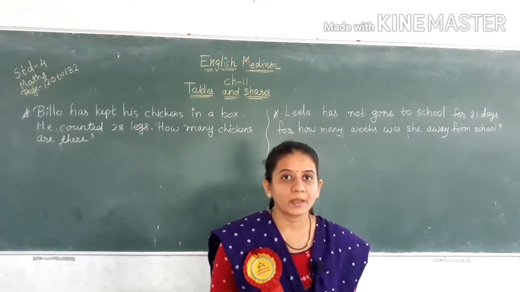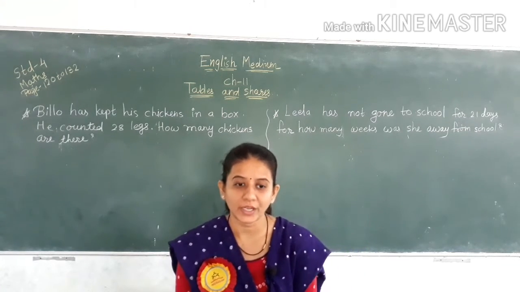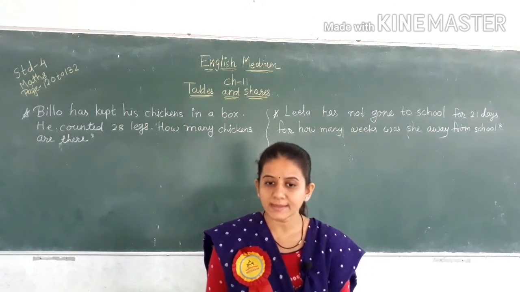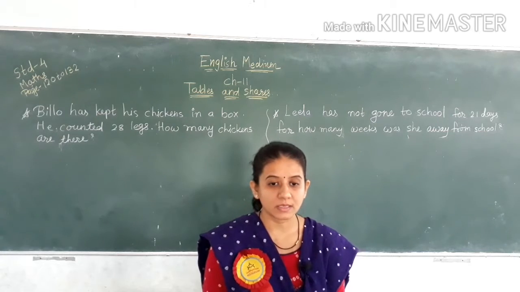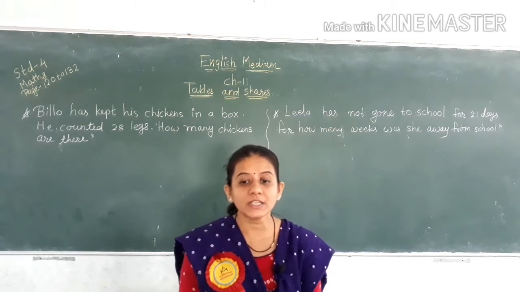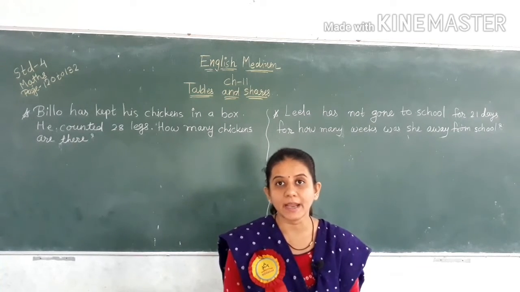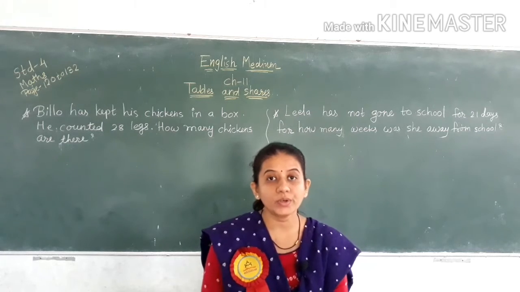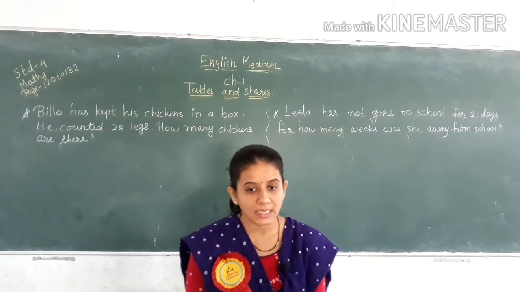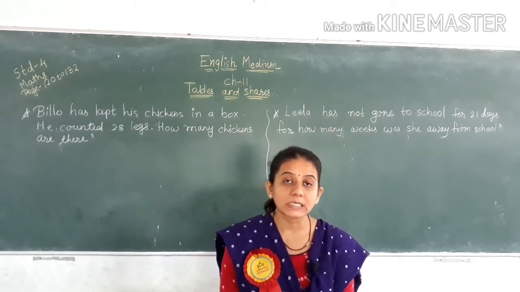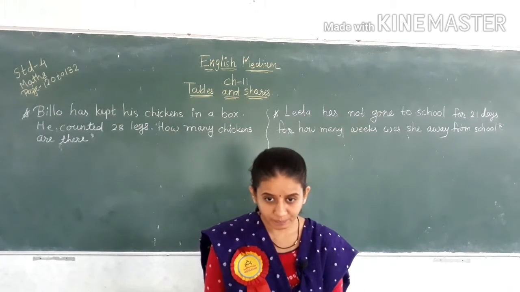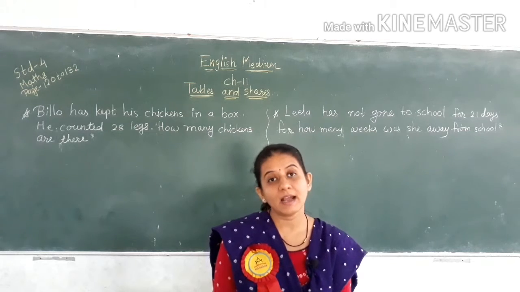Now, next topic. On page number 123, how many cats? Some of Gayatri's cats were playing in a box. When she tried to count, all she could see were legs. She counted 28 legs. How many cats are there in the box?